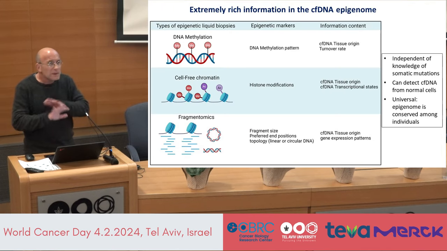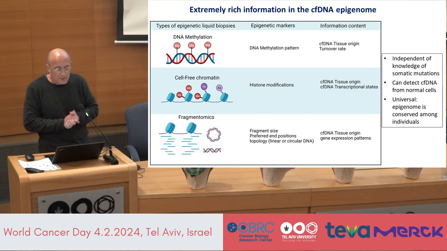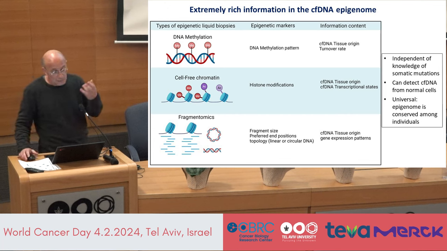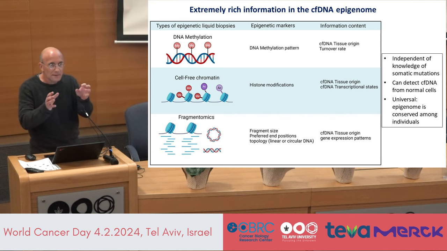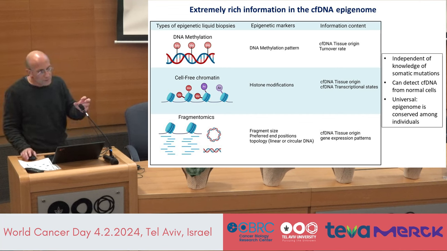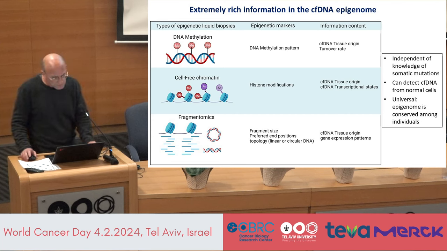And there's extremely rich information that is present in the cell-free DNA or cell-free chromatin epigenome. We're just starting to reveal the information content. So one obvious aspect, I would argue the most fundamental and important, I'll elaborate on that, is DNA methylation. And as you'll see in a minute, it can help us identify the tissue origins of those cell-free DNA fragments and also infer the cell turnover rate of those tissues.